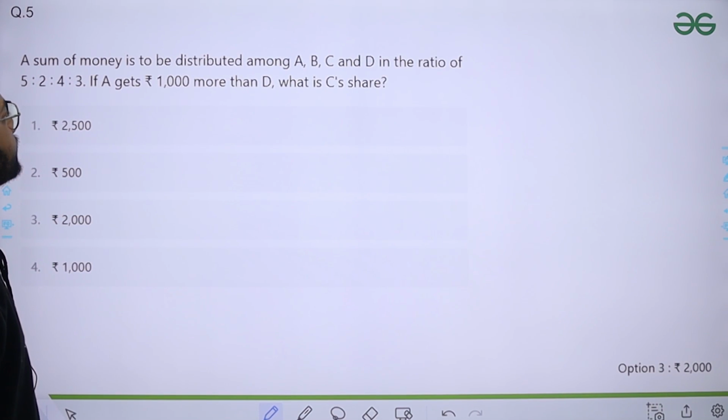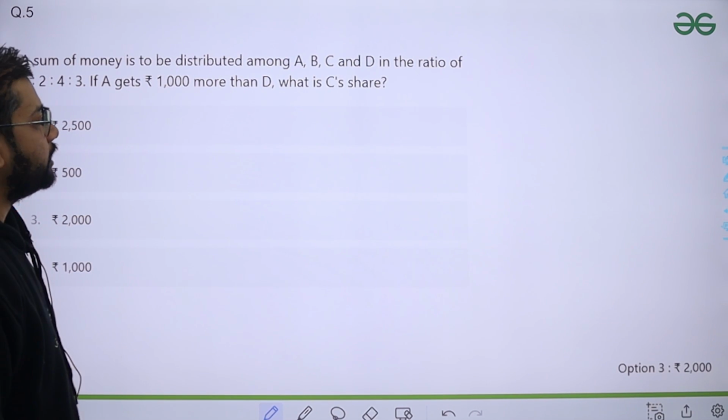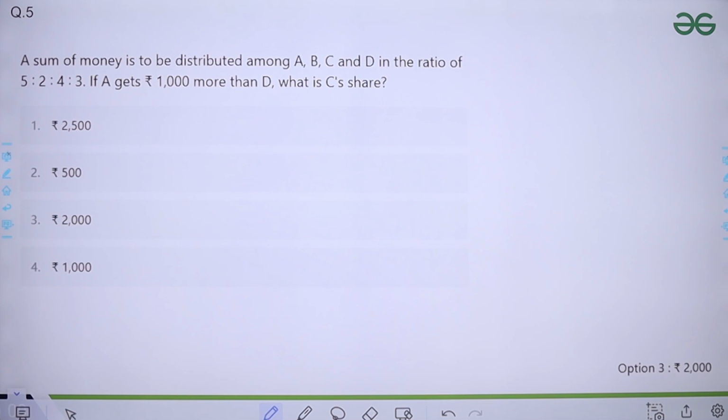The sum of money is distributed among A, B, C, D in the ratio of 5 is to 2 is to 4 is to 3. If A gets 1,000 rupees more than D, what is C's share?